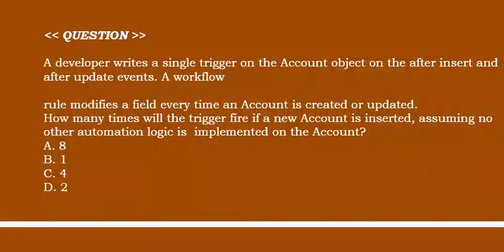Next question is, a developer writes a single trigger on the account object on the after insert and after update events. A workflow rule modifies a field every time an account is created or updated. How many times will the trigger fire if a new account is inserted, assuming no other automation logic is implemented on the account? Option A, 8. Option B, 1. Option C, 4. Option D, 2. Correct answer is option D.